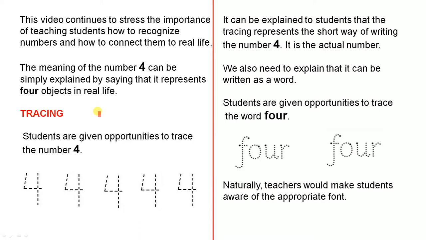Tracing. We all know the importance of tracing in kindergarten, for example. It is a very important fine motor skill, and students need to be given many opportunities to do tracing. In this particular instance, students are given opportunities to trace the number 4. And the more they have the opportunity to trace the number 4, the more likely they will remember how to write it. It can be explained to students that the tracing represents the short way of writing the number 4. It is the actual number.